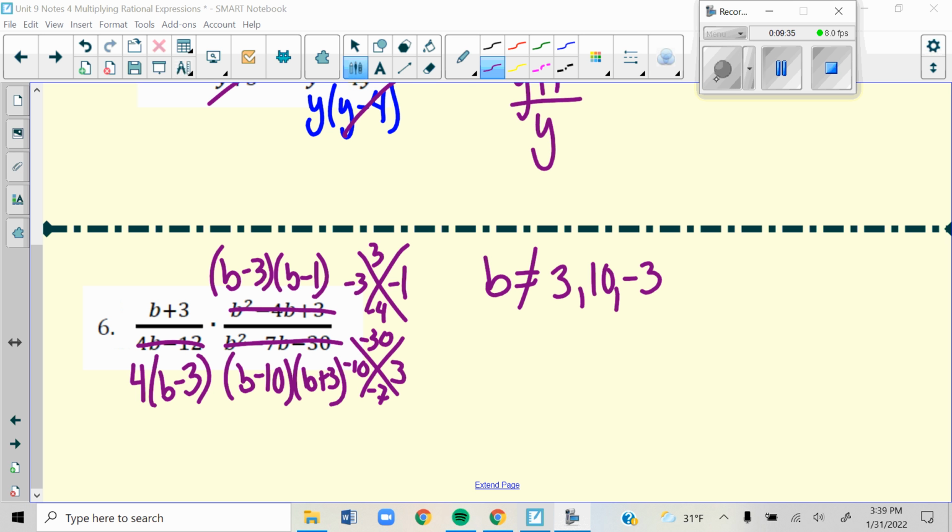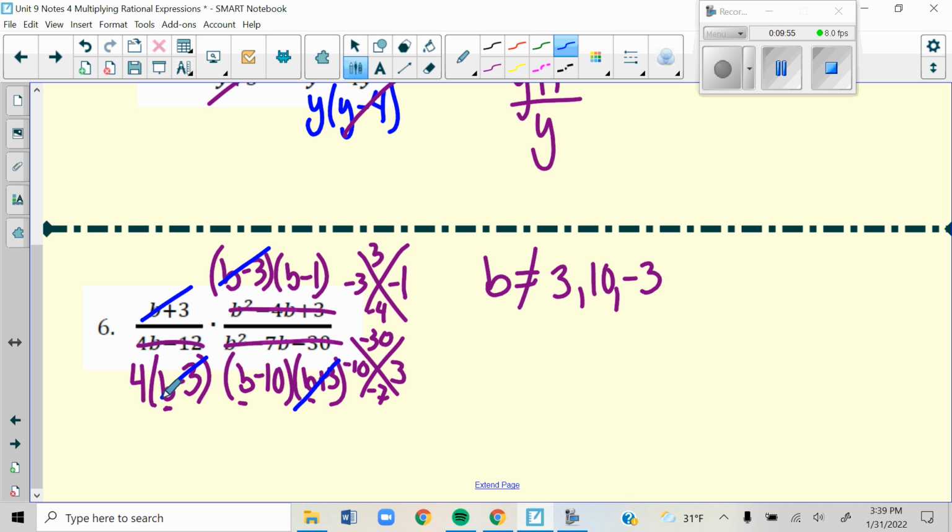Okay, so I factored it. I wrote our excluded values. The positive 3 comes from here, the positive 10 from here, and the negative 3 from here. All right, so hopefully you had gotten to this point. If you didn't, pause it and go in and check yours and fix it. If you are at this point, let's go ahead and do some canceling together.